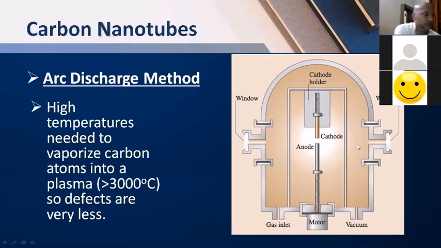As we see in this figure, inert gas is used, or a vacuum chamber at approximately 50-100 torr pressure. We use inert gas because if we use normal gas, then oxygen reacts with the carbon and creates carbon dioxide. Then we can't achieve the condition and we can't get carbon nanotubes. It is a high temperature process, more than 3000 degrees Celsius, by which we get high quality carbon nanotubes.